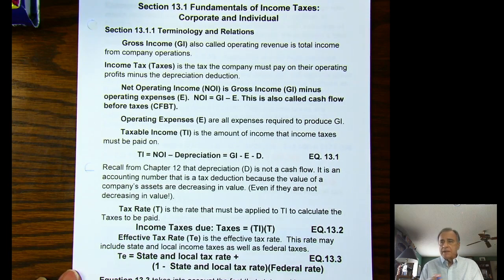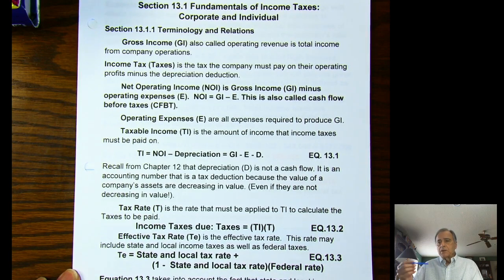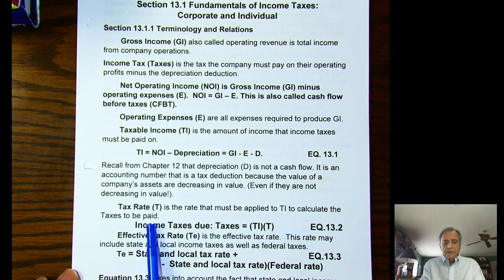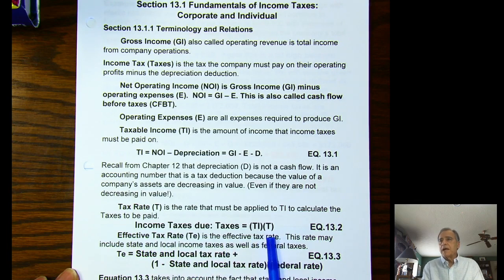It may not be, like I said, a corporation. There's three forms of business: corporation, individual ownership, and partnership. Now, the tax rate is defined as T, the rate that must be applied to the taxable income to calculate the taxes to be paid. So income taxes due equals the taxable income times the tax rate.